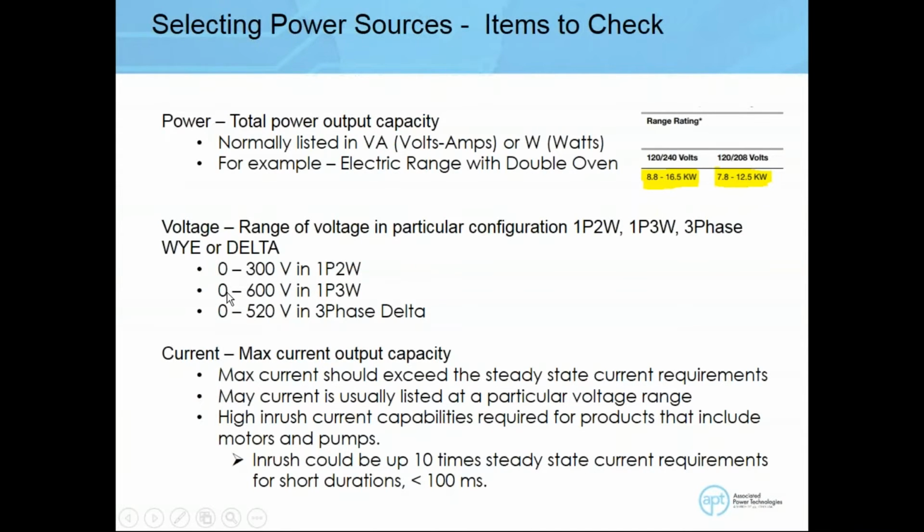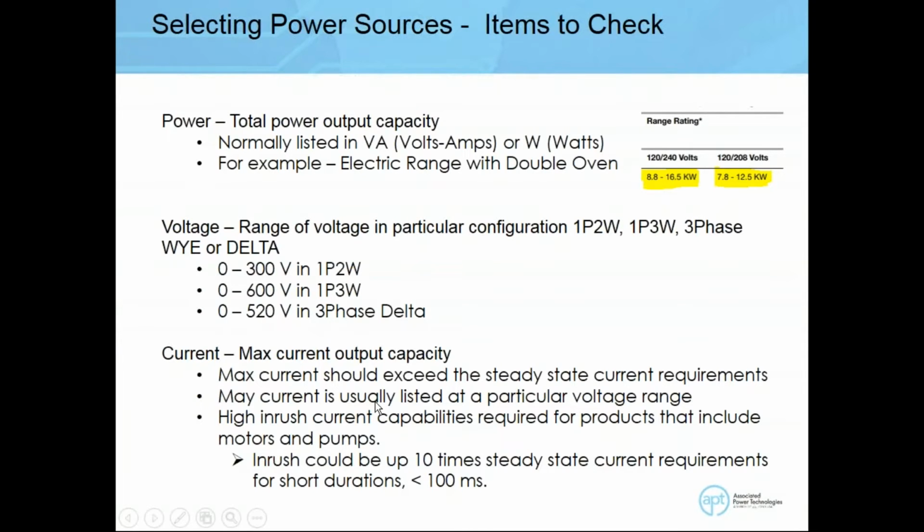Some of the output voltage for single phase 3-wire is twice the output in single phase 2-wire, which will be 0 to 600 volts. Now, when it comes to 3-phase configuration, some of the sources might list voltages anywhere from 0 to 520 volts. Now, these are voltages listed for 3-phase, phase-to-phase voltage, also known as the line voltage.